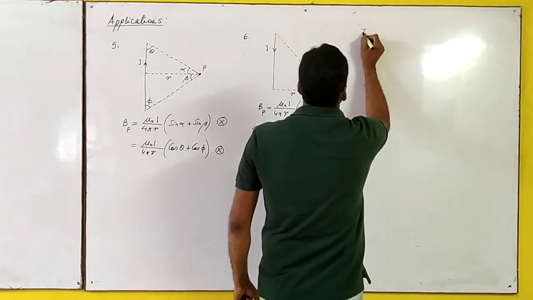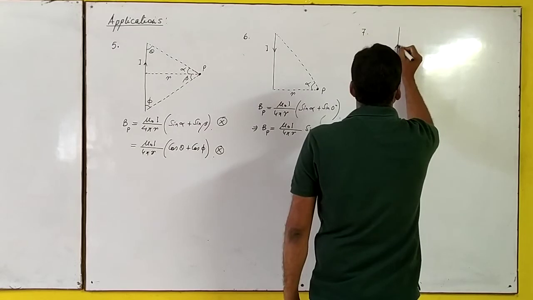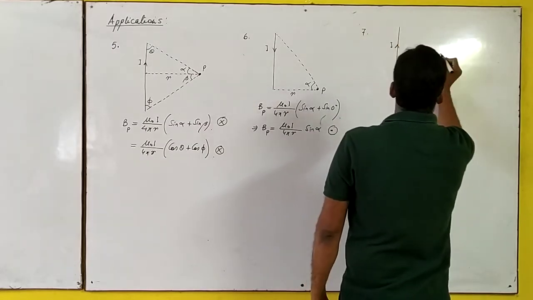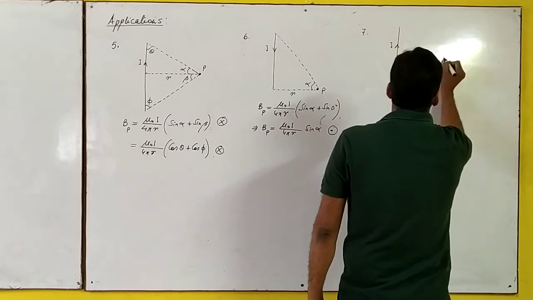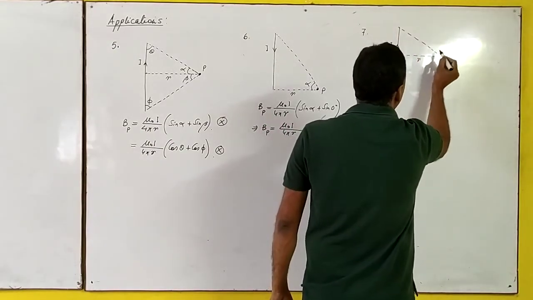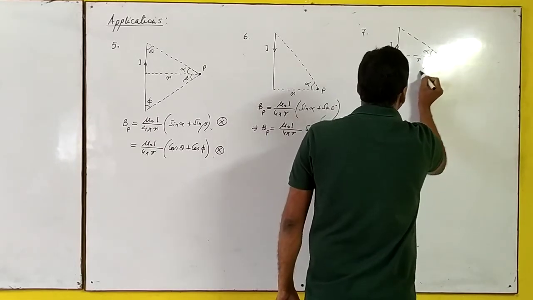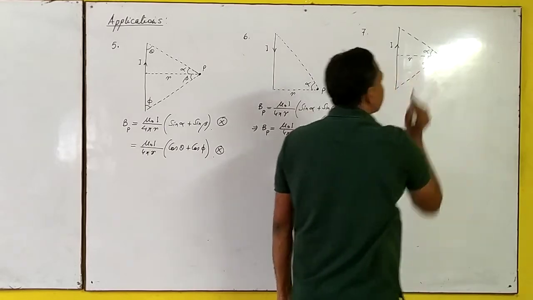Now number 7, suppose the situation is like this. You have a straight conductor, current is I, and the point is exactly midway between the two ends. That means this angle is also alpha and this angle is also alpha. Both angles are the same.